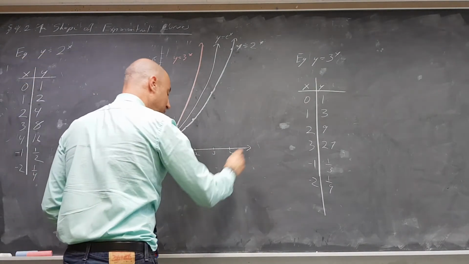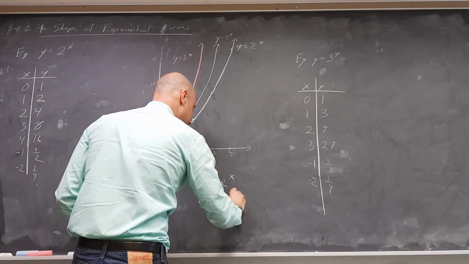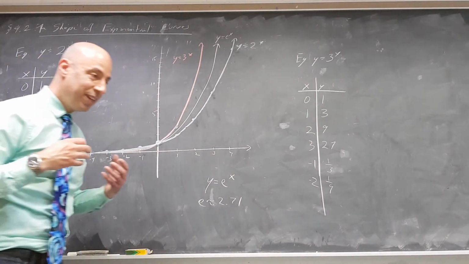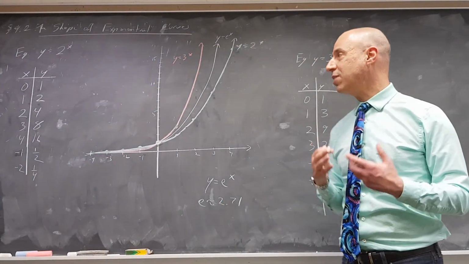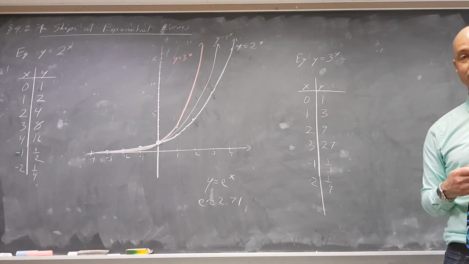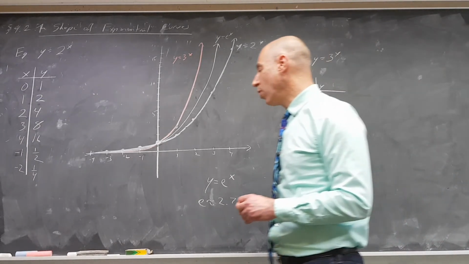E is a number between 2 and 3. E is approximately equal to 2.71. It's one of those constants that's inherent in the universe, like pi. It just keeps coming up in a lot of different contexts. So far, so good? I want to graph one more function for you.